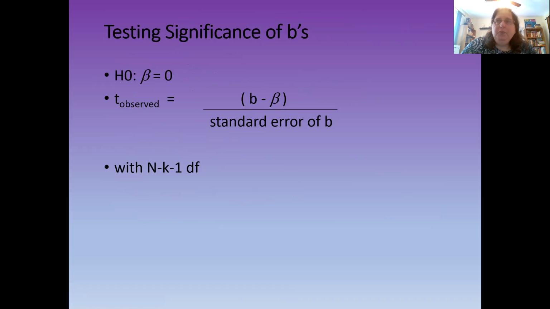So something we can do to compare our coefficients is look at a t-test. What a t-test is doing is taking our b minus our beta over the standard error of b, with n, our total n, in this case I think it was 103, minus k, the number of predictors, minus 1.